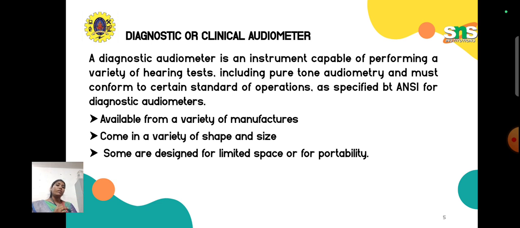Let's see what is the uniqueness of these different stages of audiometer, and when and where we have to use them. Let's start with the first one, the diagnostic or clinical audiometer. As the name itself suggests, this is the audiometer you will see on the hospital side, and it is meant to diagnose what kind of ear problem the person is having.